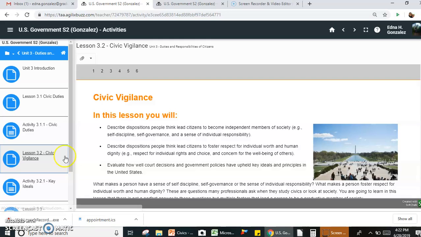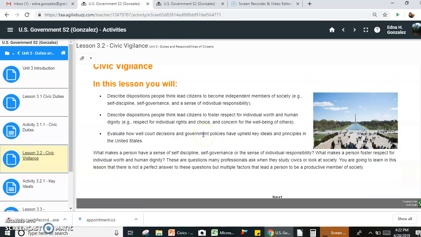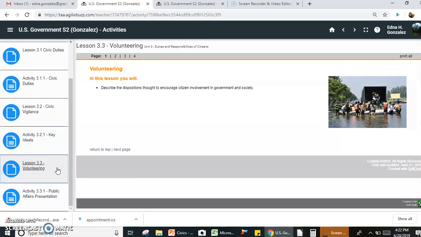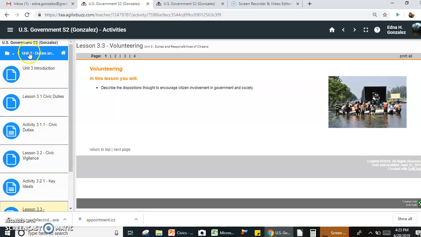Another way to get involved with public affairs is civic vigilance. So basically making sure that your elected officials are abiding by what they promised and you are holding them responsible. Please make sure to look over this particular lesson on civic vigilance, and then of course volunteering. That's probably one of the easiest ways even teenagers can get involved with public affairs and contribute to their community and even to the nation. Again, make sure to review all of Unit 3.